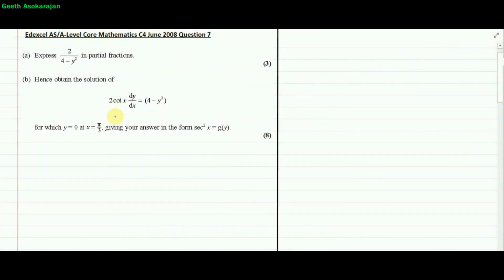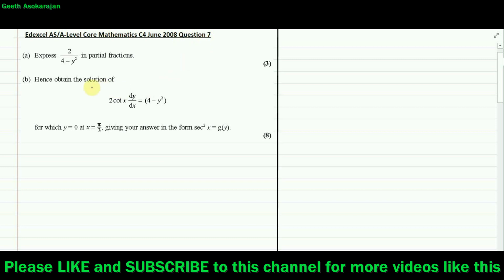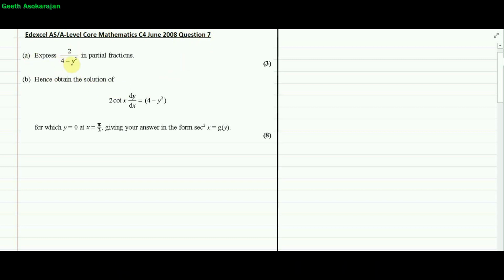Right, a past examination paper question. This was taken from Edexcel. It's a Core Mathematics C4 paper question from June 2008, and this was question 7 from that paper. So let's have a read. Part A: express 2 over 4 minus y squared in partial fractions.